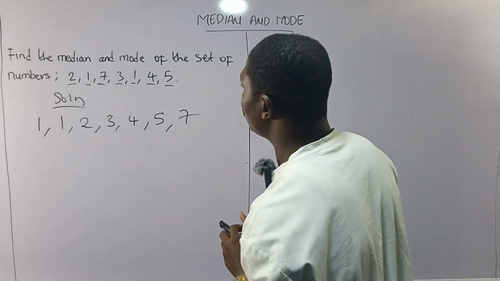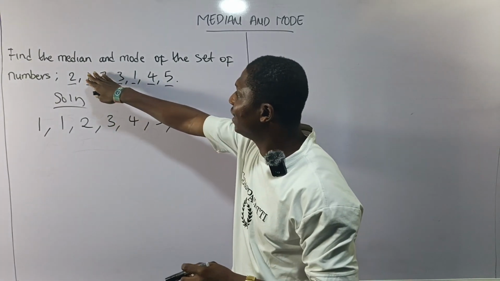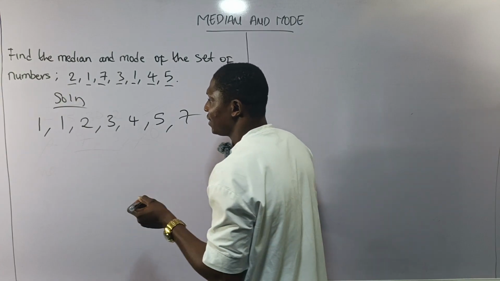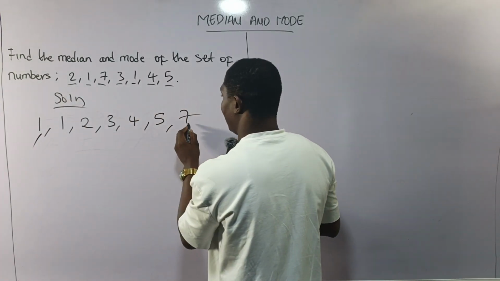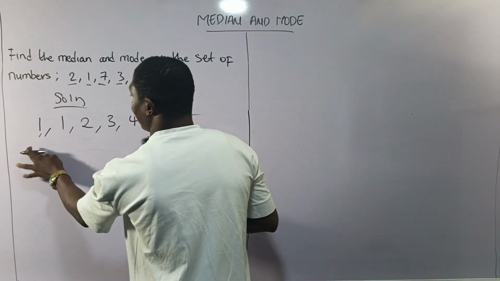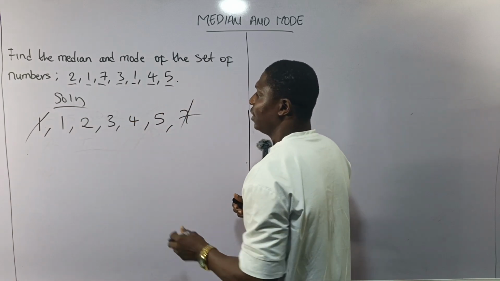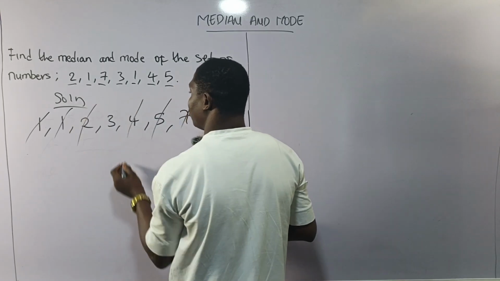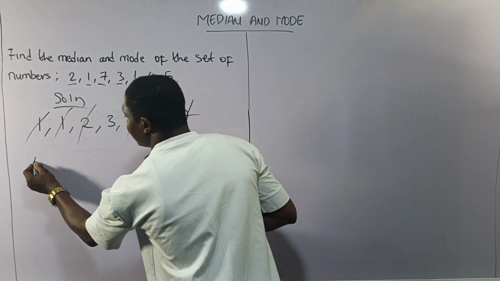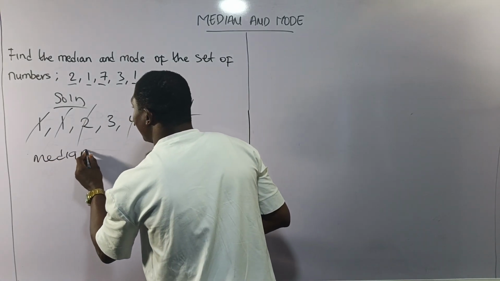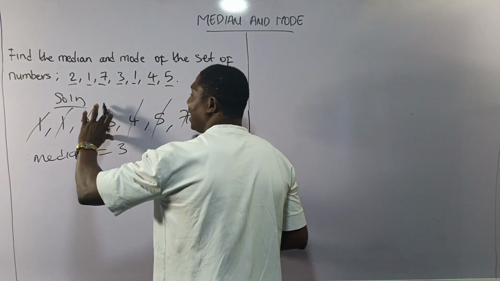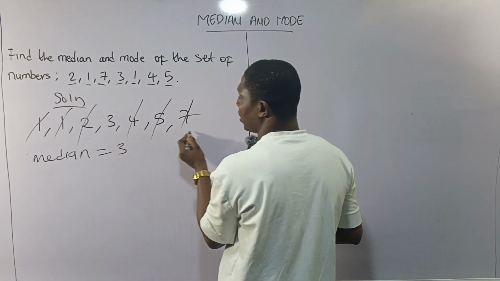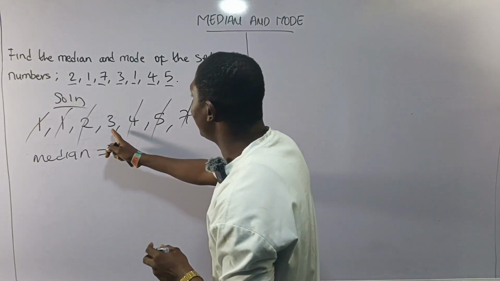Now for this, I want to use the iterative elimination method. Doing that, I'll simply cancel this and strike this and strike this. Now if I strike this, I'll strike this. And if I strike this, I'll strike this. Now my median is simply the middle term. So my median is equal to 3, since I have only one data left. Because the median separates the lower half from the higher half. So my median is 3.